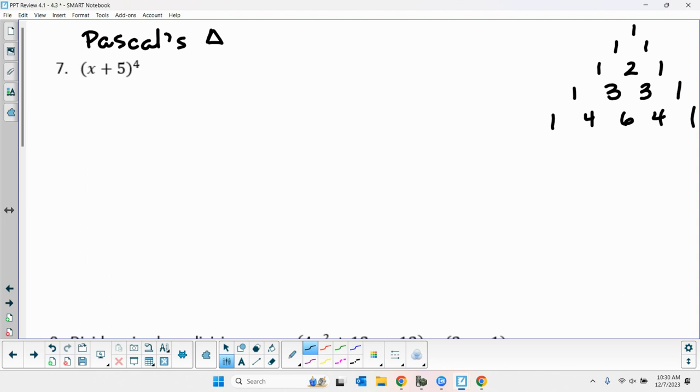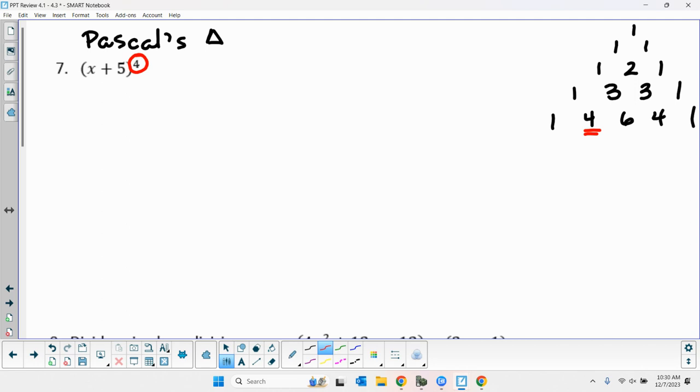Right. It's to the 4th power, so I go to the 4th row of Pascal's triangle, right? Or the row that's 1, 4. Okay? Basically, we're looking at that second term in the row to match with our exponent for the problem. Okay? So why is the first one considered 0? Because anything to the 0 power is 1. Okay. So that's where that first one came from.